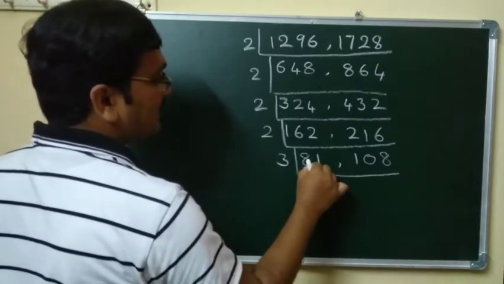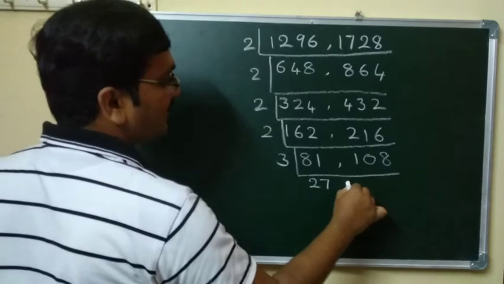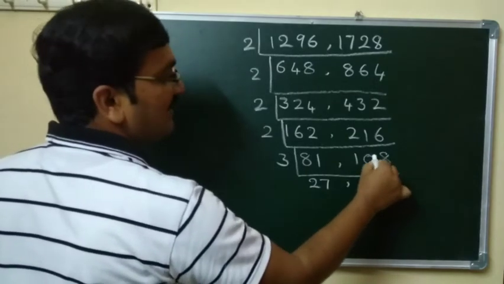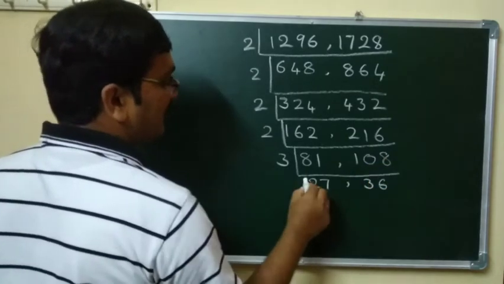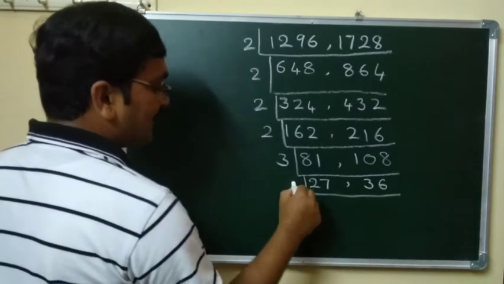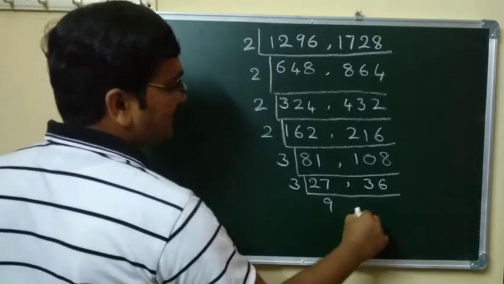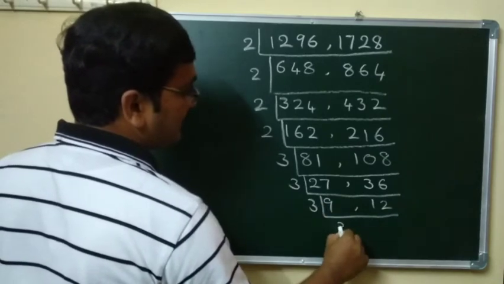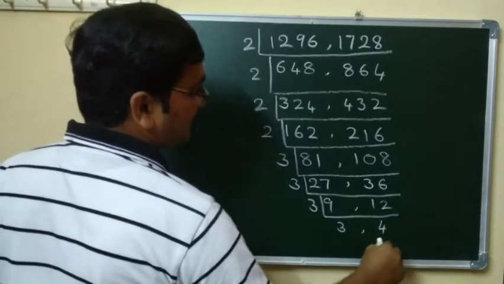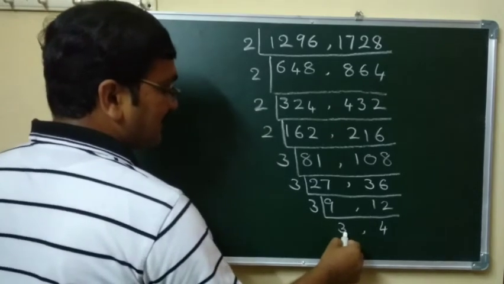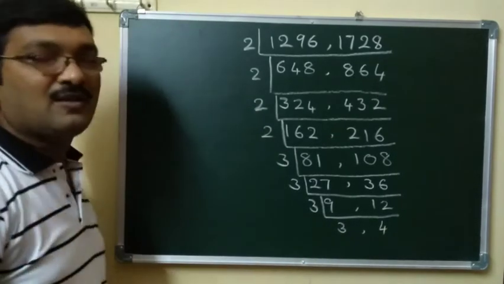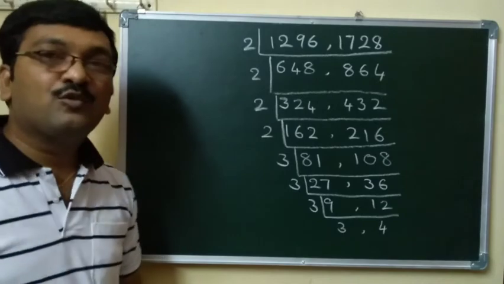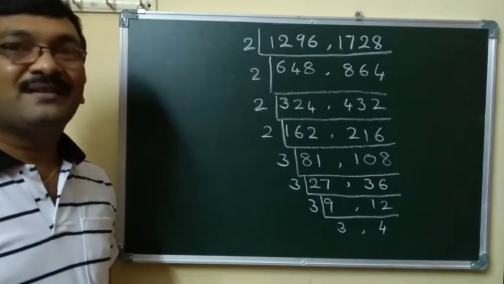3 twos are 6, 2 remains, 3 sevens. So 3 threes are 9, 1 remains, 3 sixes are 18. Once again it will go with the 3 table, 3 nines, 3 twelves. Once again it will go: 3 threes, 3 fours. So next, see, these two numbers are co-prime numbers. When the co-prime numbers come, at that time you can stop.